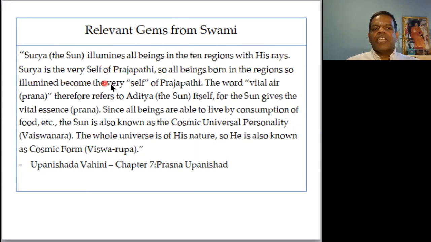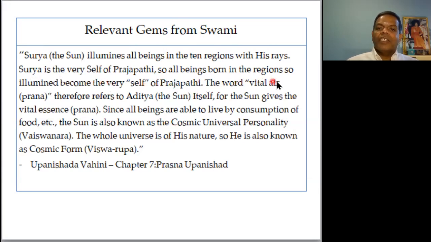Surya is the very self of Prajapati. Prajapati is the one who created this world. The first person to bring up creation is Prajapati. The propagation of the human race is through Prajapati. So all beings born in the region so illumined become the very self of Prajapati. Surya is the very self of Prajapati.